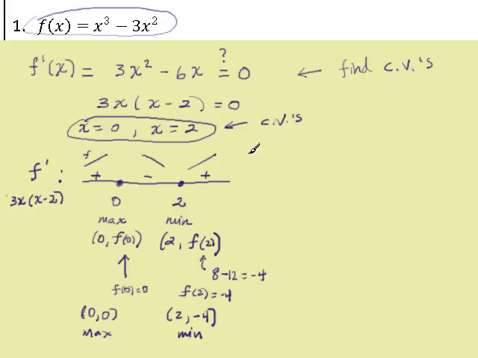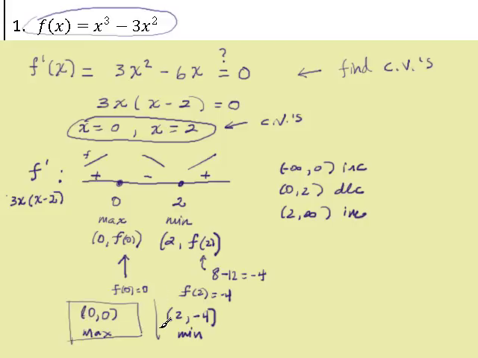Furthermore, just from this plus minus analysis, we have the intervals on which the function's increasing and decreasing. So we would say between minus infinity and 0, that's increasing. Between 0 and 2, we have decreasing. And between 2 and infinity, we have increasing. So that's all the information that the first derivative test gives us. It gives us the max and min points and the intervals on which f of x is increasing and decreasing. And that's all that's required for this problem.